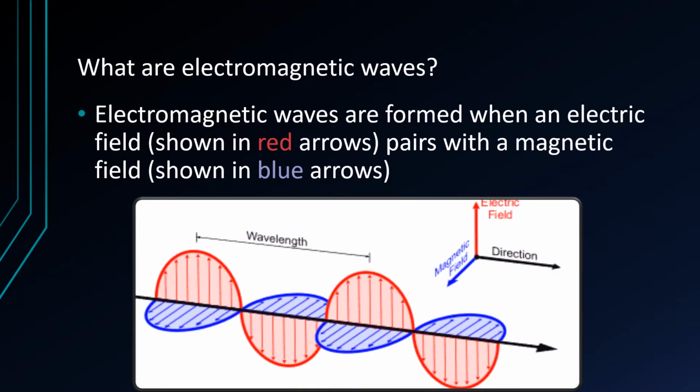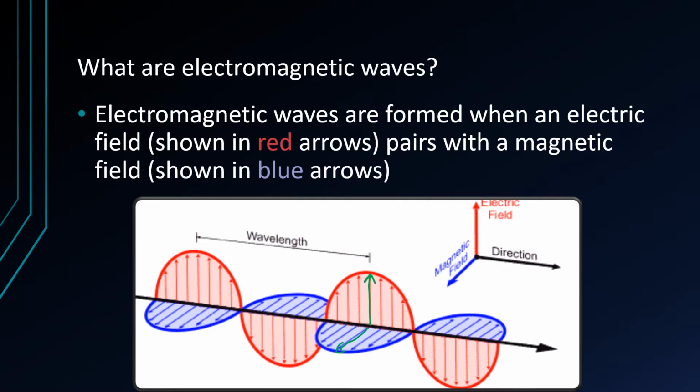So electromagnetic waves are formed when an electric field, which is shown in our red arrows, pairs with a magnetic field shown in the blue arrows. And one thing you'll notice is that whenever there is an electromagnetic wave, you have the same size electric wave and magnetic wave. This is because they are pairs. They're not alternating, they're pairs.